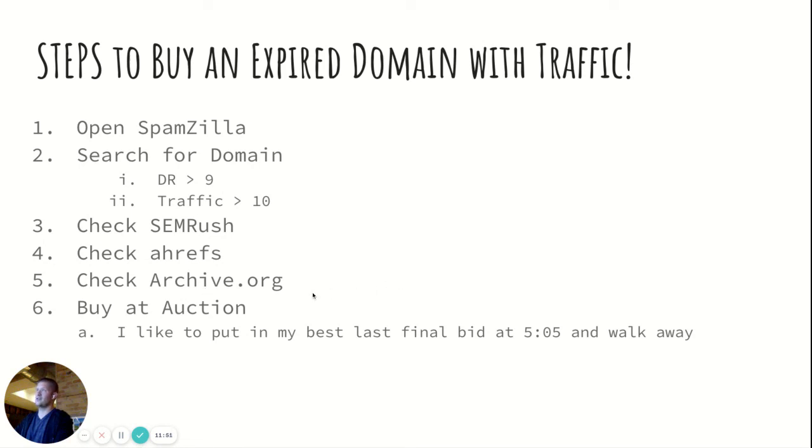Check in the archive to see that the content is quality informational content and there's nothing weird happening, especially at the end, like the last snapshot from the archive, that there wasn't a 301 redirect to show that it's been removed. And then buy it at auction. I like to put in my best, last, final bid, like 505, and then walk away. Again, sometimes I get sucked into the auction.